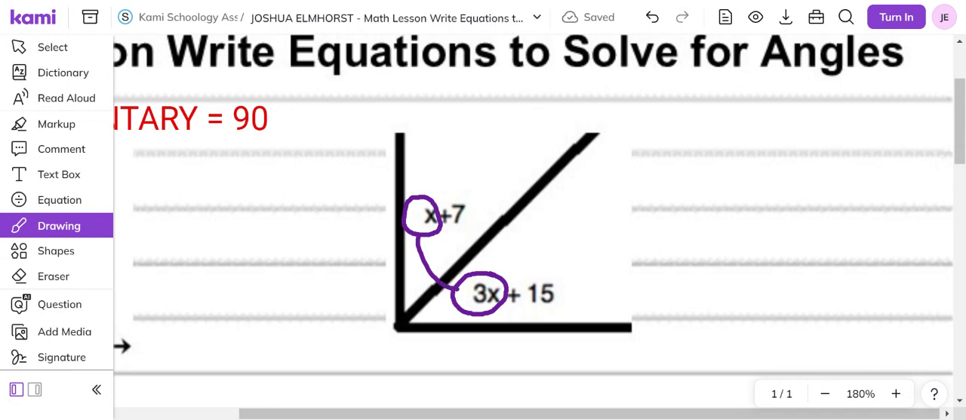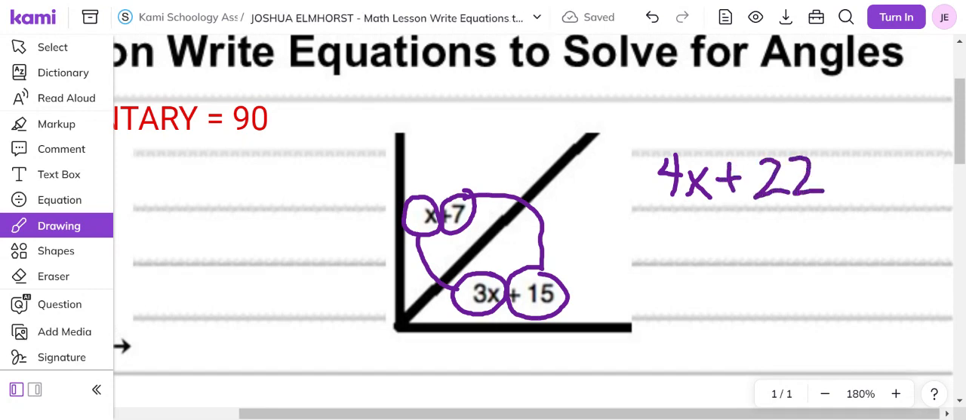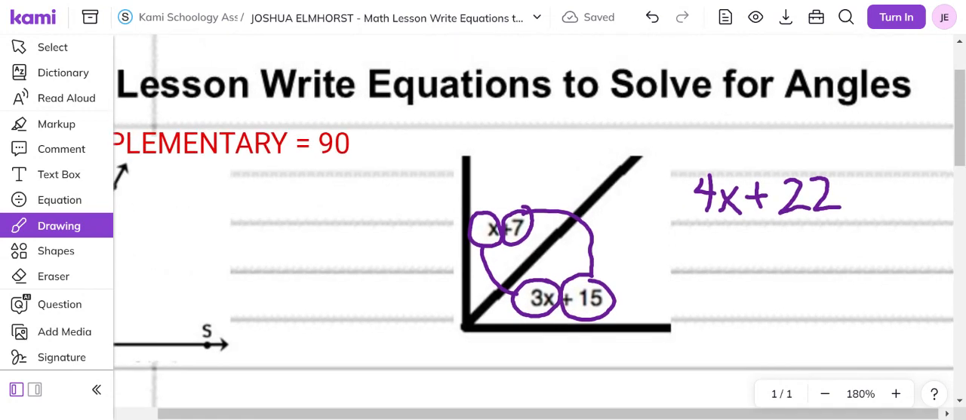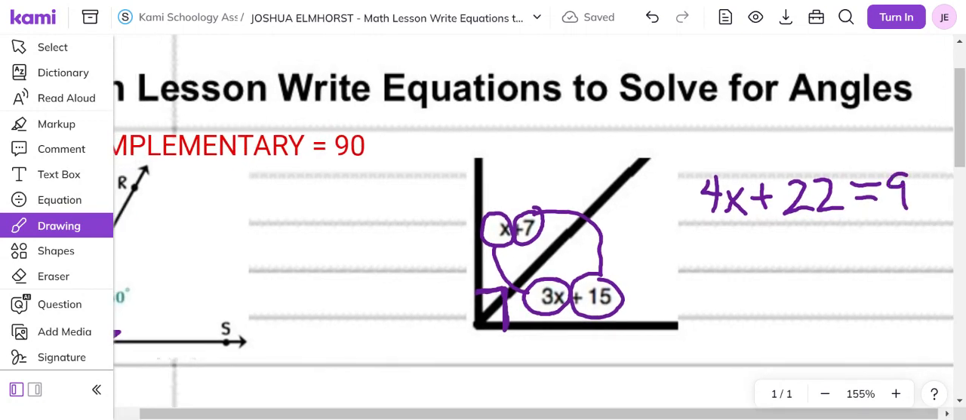So like variables can go together, 3x and 1x is going to be 4x. And then like terms without a variable, numbers can go with numbers. So we put those two variables together. Then we put the two numbers together, the constants, and then we use this idea, make an equation where it's set equal to 90. And then we go through our two steps to solve.